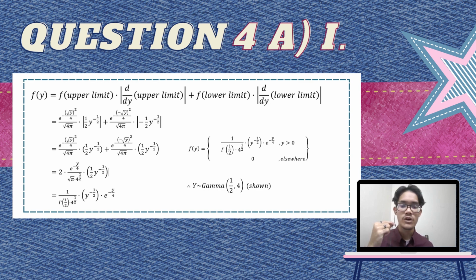And from the graph, we can say that y is greater than 0. From the appendix of the gamma distribution, we can say that f of x is equal to 1 over gamma of alpha times beta to the power of alpha, times x to the power of alpha minus 1, times exponent of negative x over beta. This shows that y follows a gamma distribution with alpha of 1 over 2 and beta of 4.